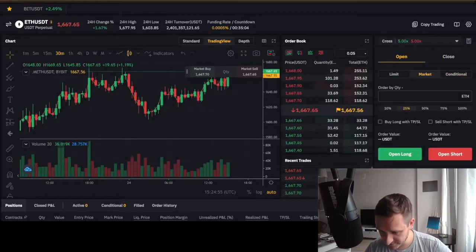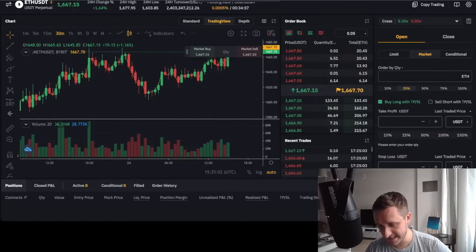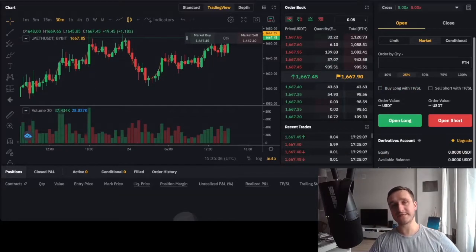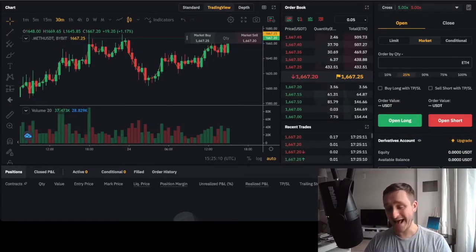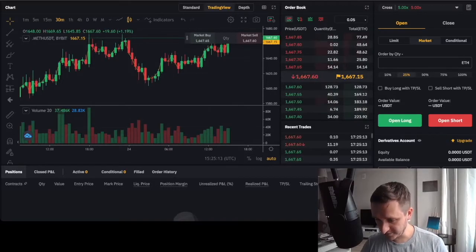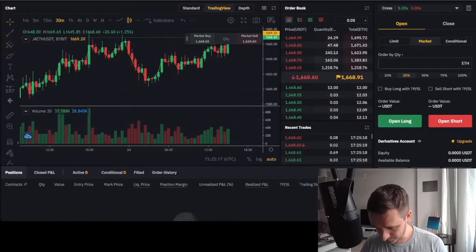I go with 25% of what I have. I could choose, for example, to have TPSL, so take profit stop loss. I won't do it here, but you can use it in order to limit your losses or take profits at a certain point. So 25% market, and I'm going to open long.